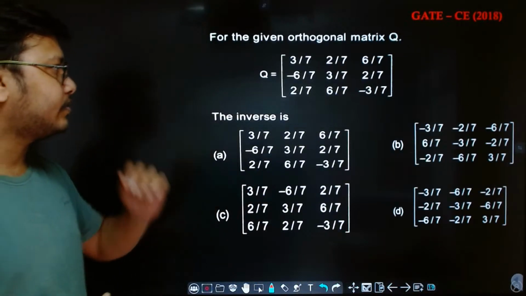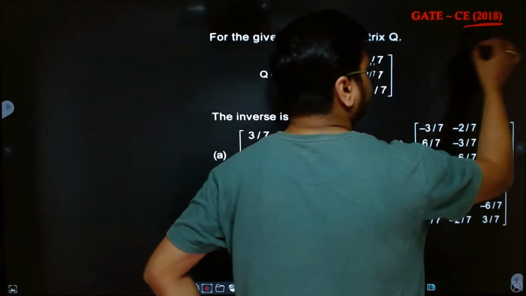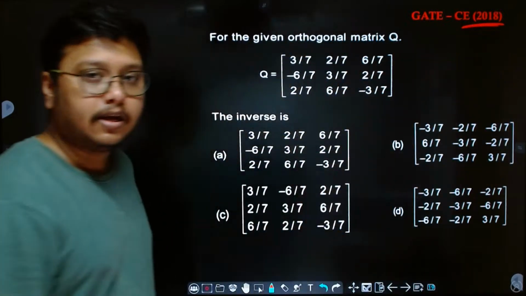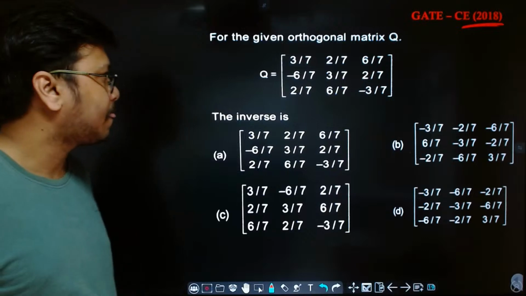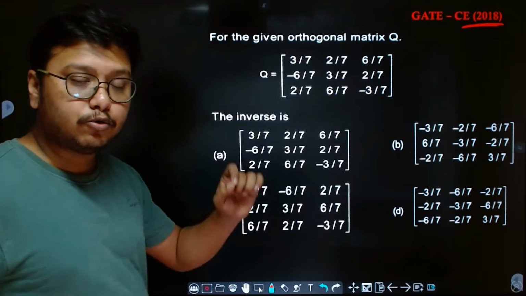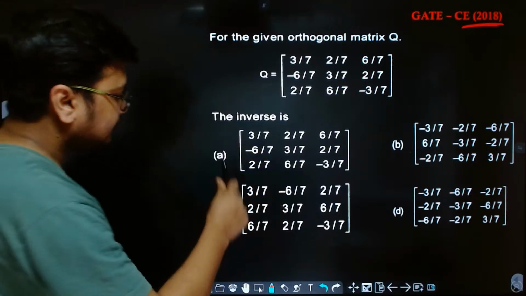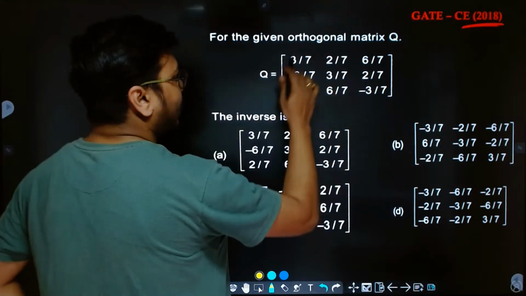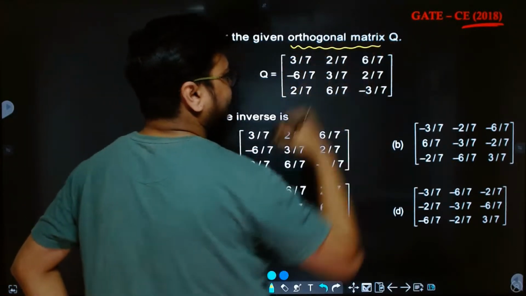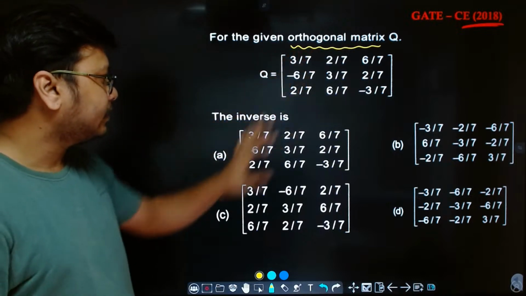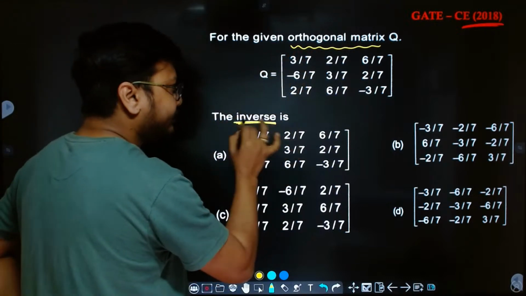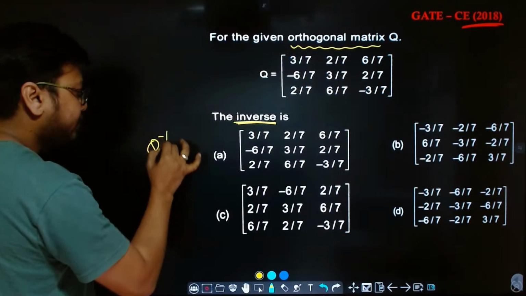All right, another question, 2018. So this is a nice question, because if you don't use the property, the question becomes big. See, I told you right at the starting, we will use orthogonal matrix today. This is that question. You will require orthogonal matrix. Okay. So Q is orthogonal matrix. Q is given. You have to find the inverse. That means basically you have to find out Q inverse.